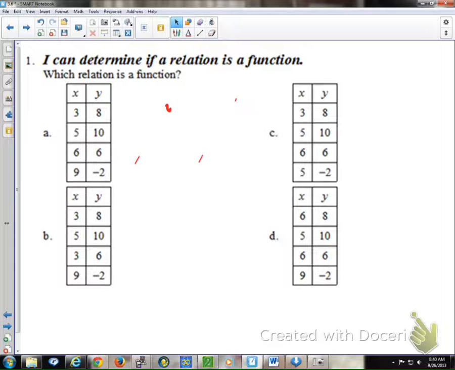Now, where you're going to have a problem with a function is when you have 2 points right on top of each other, because then it's not moving left to right. You have 2 that are stacked, which kind of gives you misleading data.